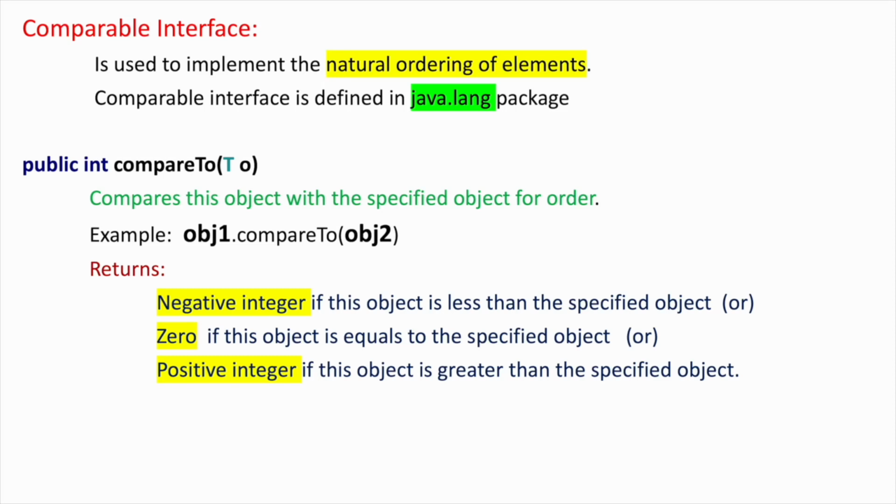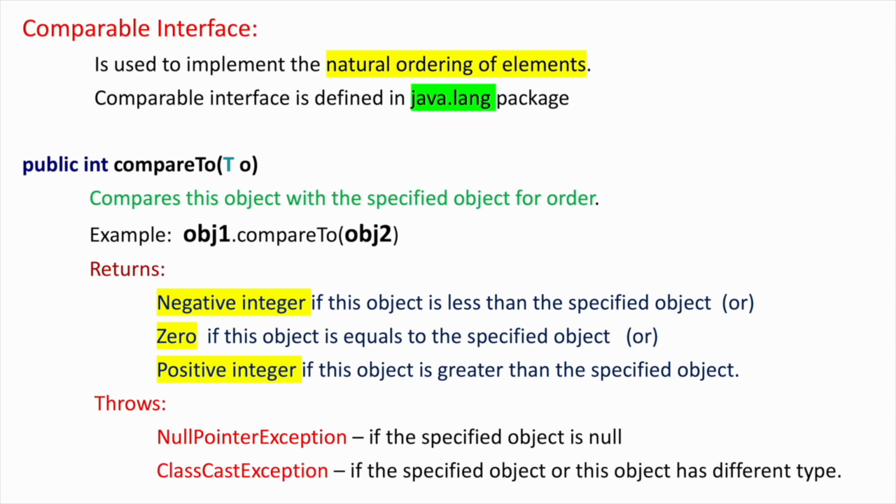So the return type of this compareTo method is integer. It will return either a negative value, 0 or a positive value. Based on this value, the objects will be ordered. This method may throw a NullPointerException if the specified object is null. So if you are comparing an object with null, then we will get a NullPointerException.